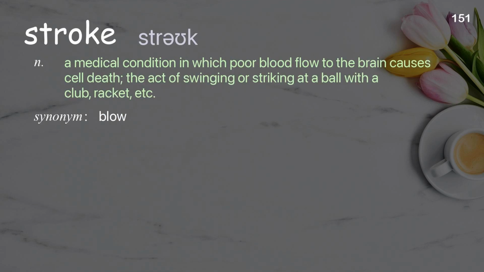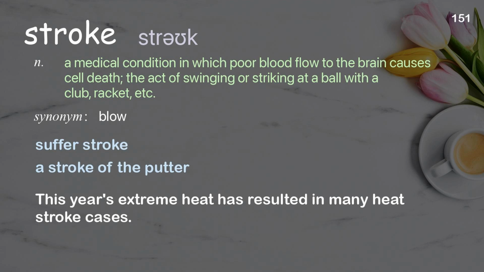Stroke. A medical condition in which poor blood flow to the brain causes cell death. The act of swinging or striking at a ball with a club, racket, etc. Examples. Suffer stroke. A stroke of the putter. This year's extreme heat has resulted in many heat stroke cases.